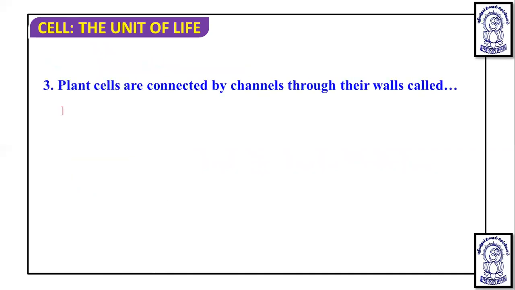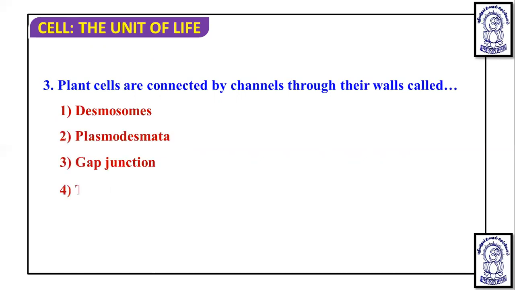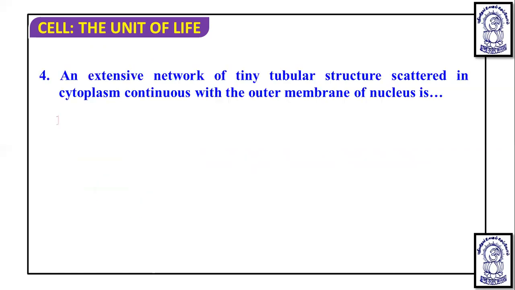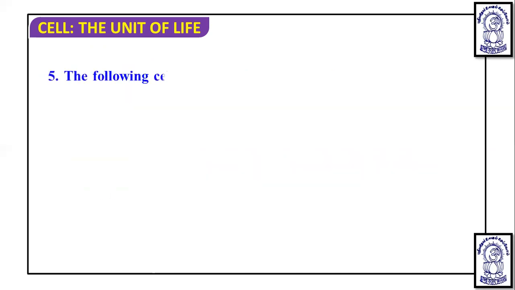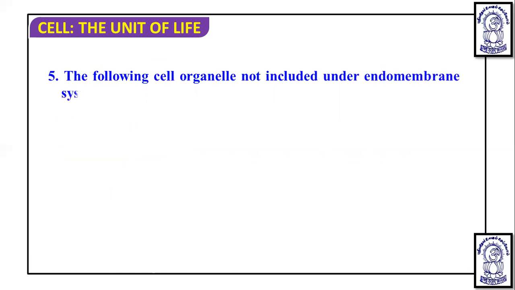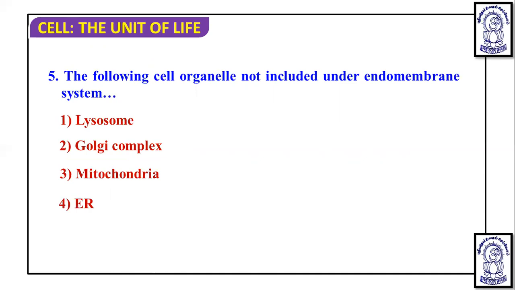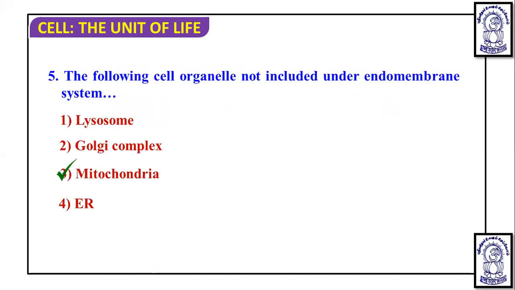Plant cells are connected by channels through their walls called plasmodesmata. An extensive network of tiny tubular structures scattered in cytoplasm, continuum with the outer membrane of nucleus, is endoplasmic reticulum. And the following cell organelle not included in the endomembrane system, obviously, lysosome, Golgi complex, and ER are included, but mitochondria is not included. Okay, so this is all about endoplasmic reticulum in detail.